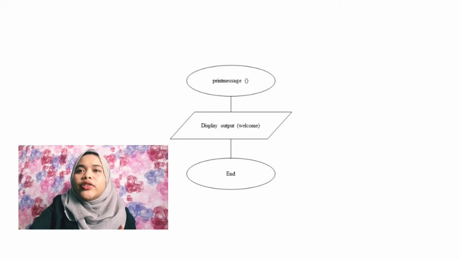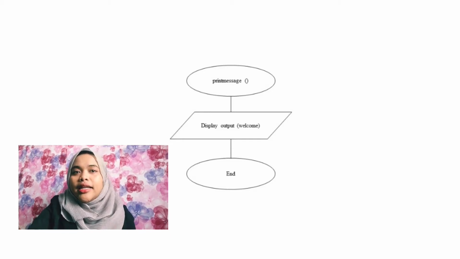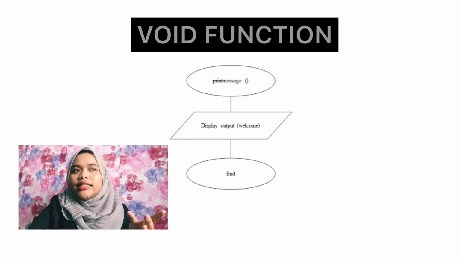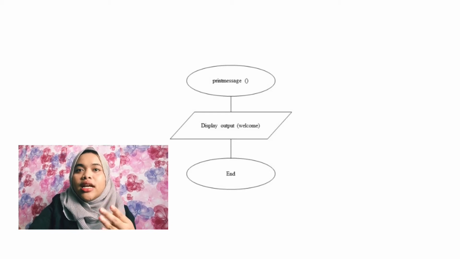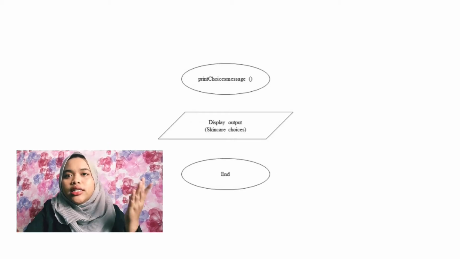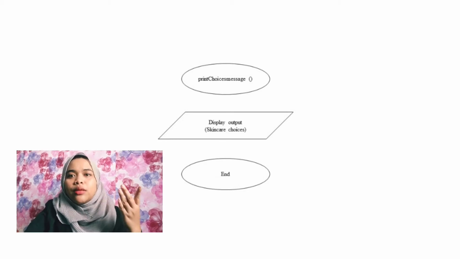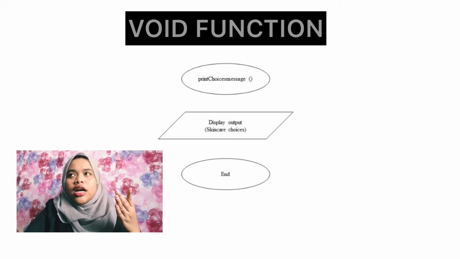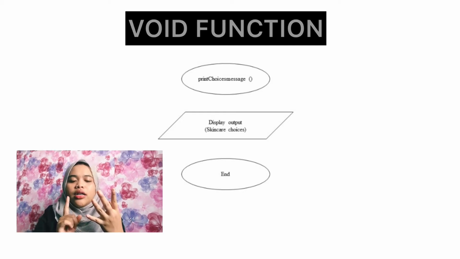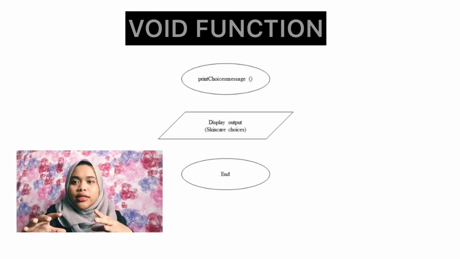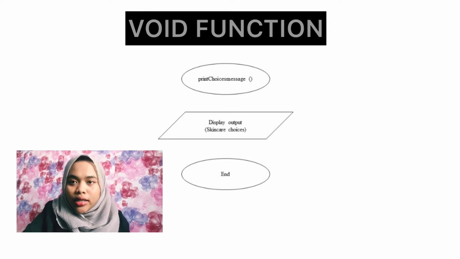Alright, so I use the function print message, and then it will process and display the output, which is welcome to that, and then end of the function. Next, I use this function, which is print choices message, which is to display the output, which is skincare choices. In that, we have skincare choices, type of skincare that you want, and the price of the skincare is included in this function. So it is just for display too.